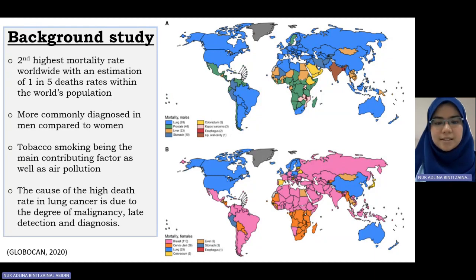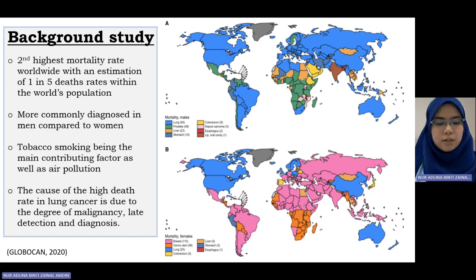So what is lung cancer? It can be described as the presence of growing cancerous cells found primarily in the lungs region. It is one of the most frequently diagnosed cancers worldwide and has the second highest mortality rate, with an estimation of 1 in 5 death rates among the population.